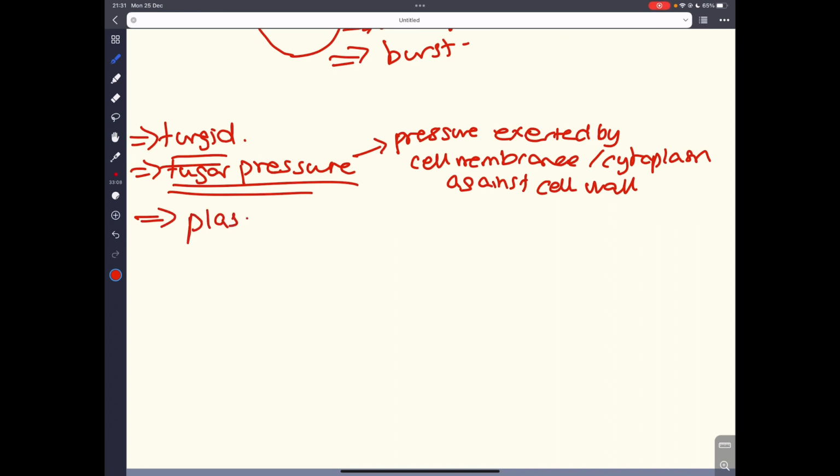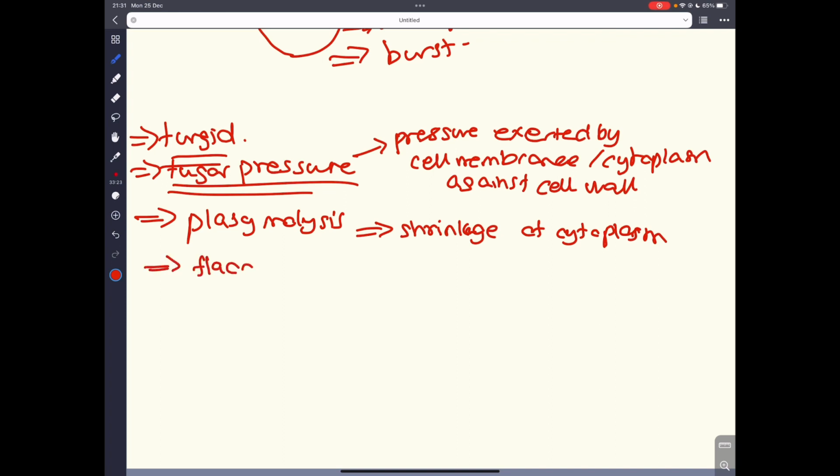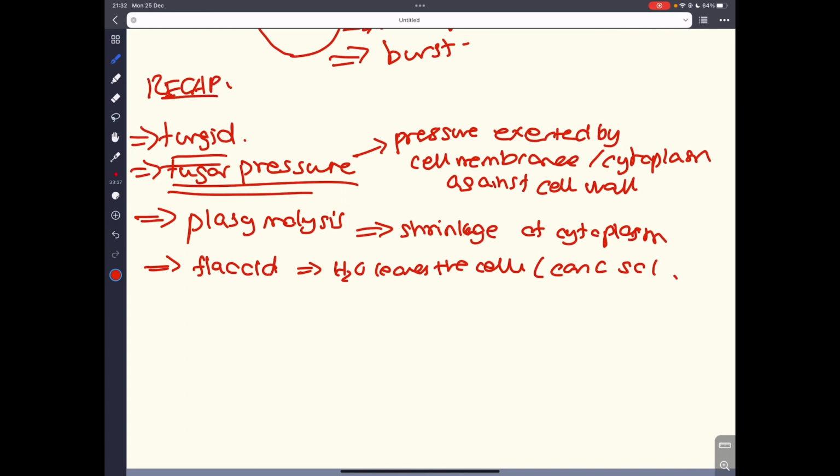You should be able to know how to use plasmolysis. Plasmolysis is basically the shrinkage of cytoplasm. Okay, you should be able to use flaccid. Flaccid happens when water leaves the cell. It becomes really flaccid. This happens in a concentrated solution. Now this is just to recap everything that I have just explained.